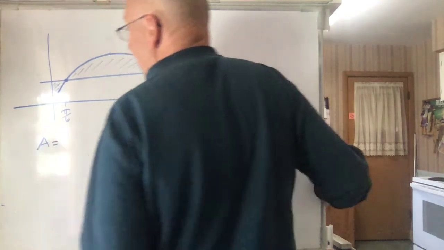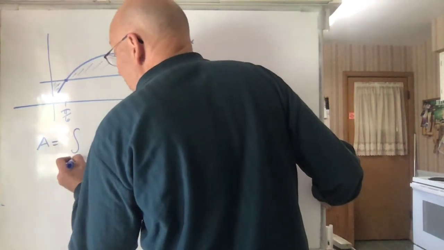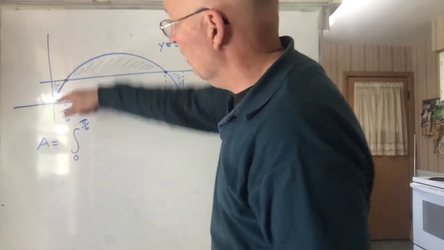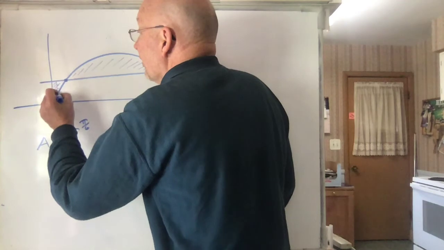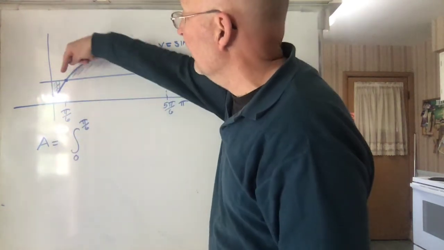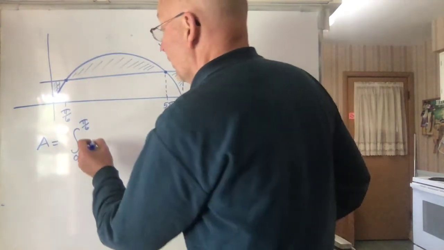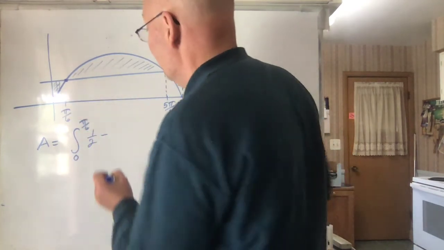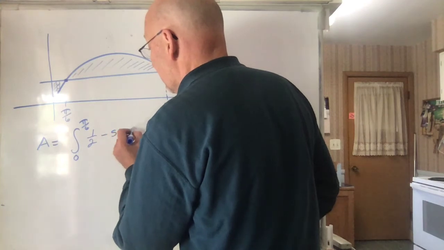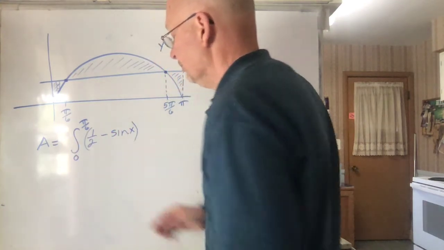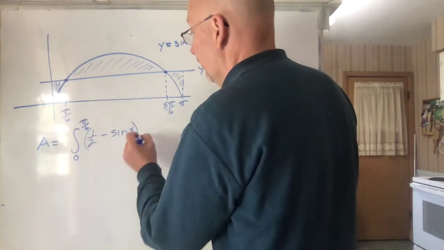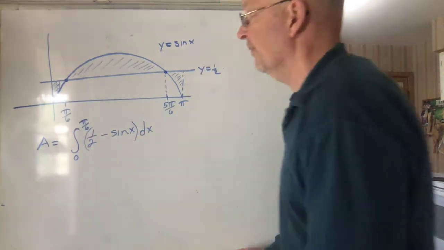So now, what's the area that we're looking for? Well, from 0 to pi over 6, notice that we're adding up all these little rectangles, and the height of each rectangle is going to be the height of this function, which is namely 1/2, minus the height of this function, which is sine of x. And so we're going to add up all those contributions from 0 to pi over 6. See that?